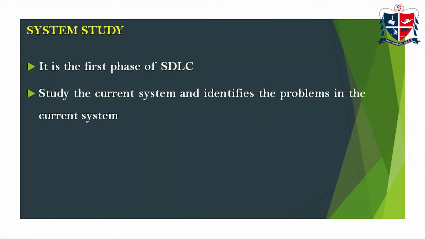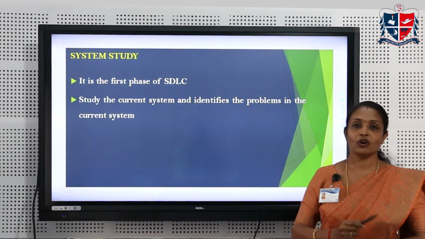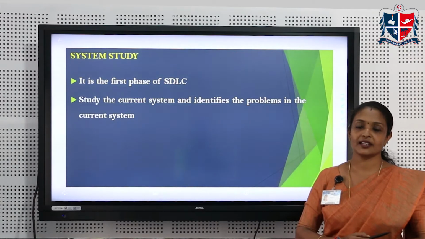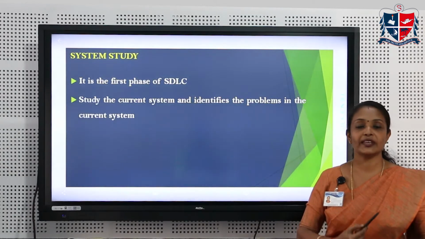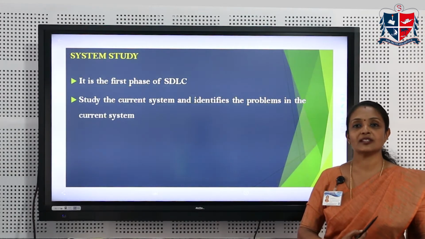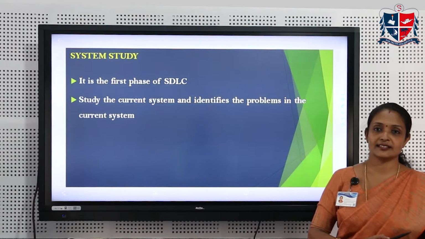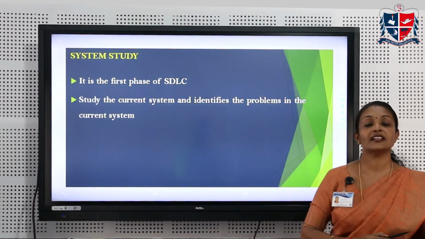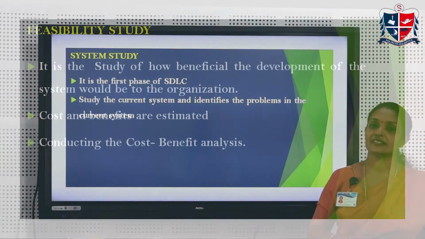In the system development lifecycle, the first phase is system study. System study means we have to study the current system, or we can say that we have to identify the problems in the current system. If you are planning to develop software, we have to make sure that the new system would be capable of solving all the problems in the current system. That we have to identify. For that purpose, we conduct the system study. So basically, system study means studying the existing system.